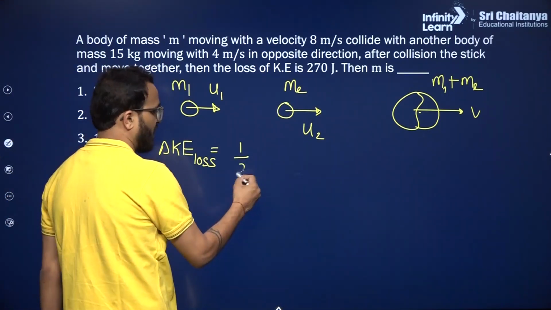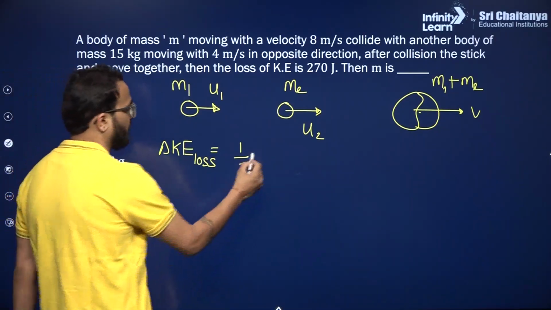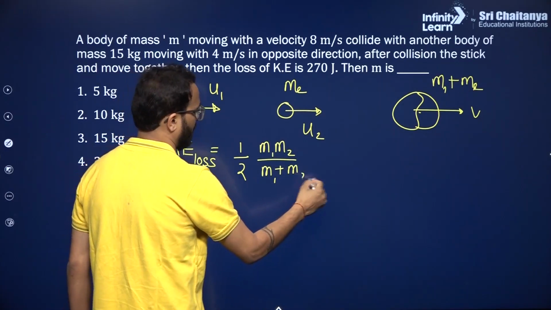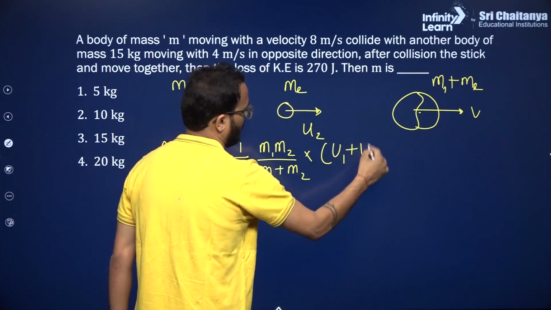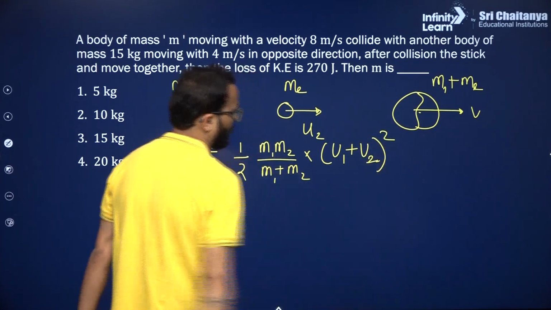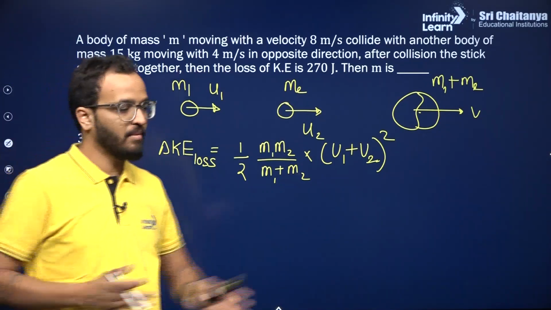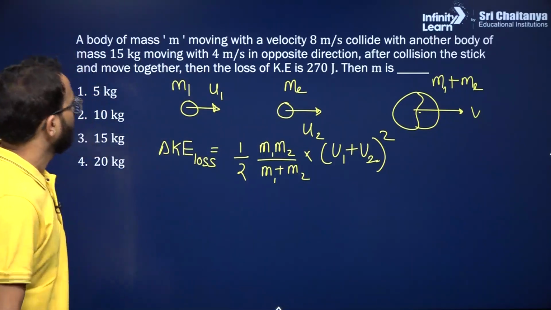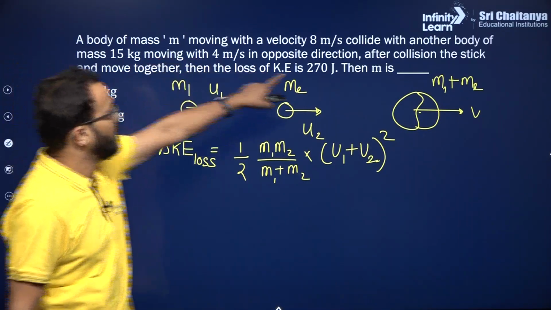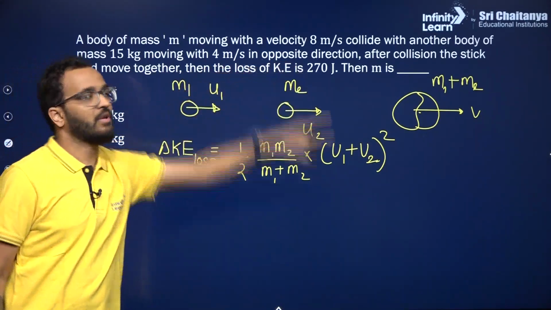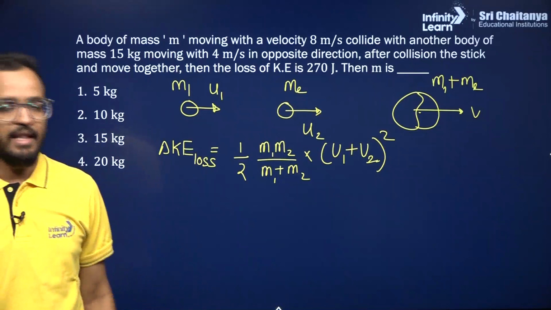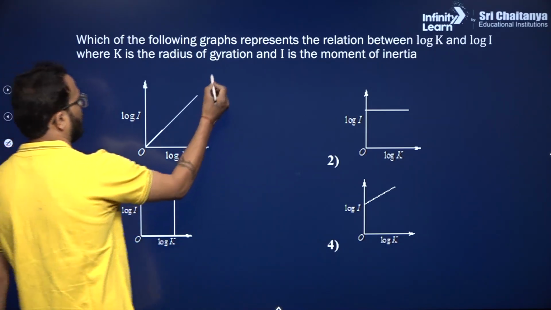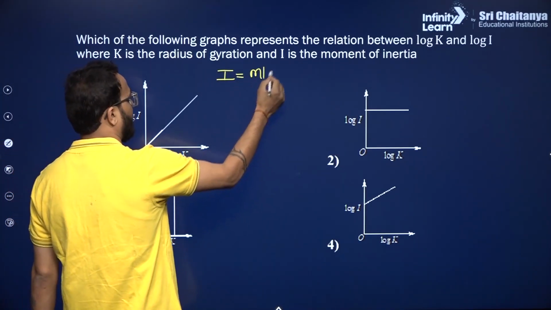Otherwise, in an examination, especially like Mains, it is better you remember these formulae. So it is half into reduced mass into u1 plus u2 whole square. Now put u1 and u2 with their proper signs. If both are in the same direction forward, both will be positive. If any one of them is in the backward direction, one will be taken negative. So for example, if one is moving with a velocity 8 and the other body is moving with 4 in the opposite direction, take u2 as minus 4, u1 as 8, and then solve it and you will get your answer. Is that okay?